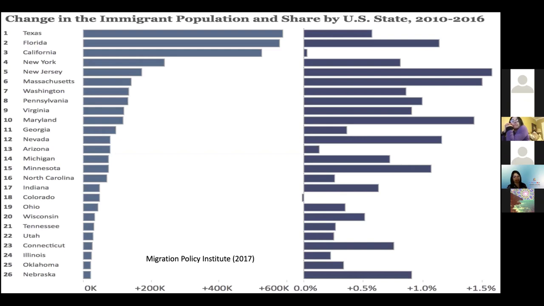The other thing to keep in mind is that a lot of what we're going to be talking about today applies to language learners, period. So not just second language learners.